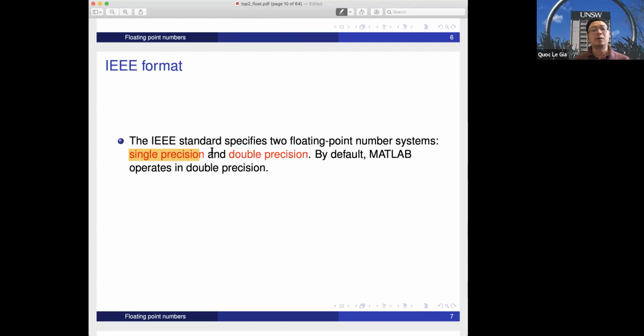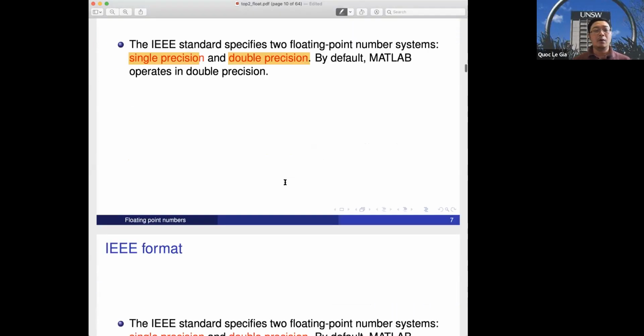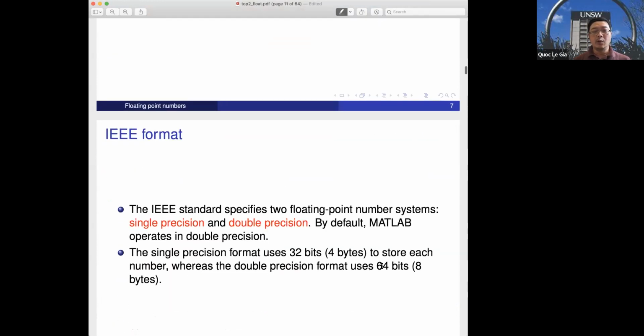Okay, so they have two standards. One they call single precision, and one is double precision. The double precision uses 64 bits to specify the floating point numbers, and single precision uses 32 bits. And you see, 1 bit can store only 0 and 1. And 8 bits become 1 byte. So then 32 bits become 4 bytes, and 64 bits become 8 bytes.